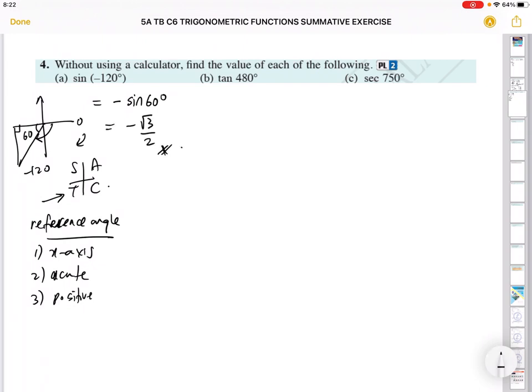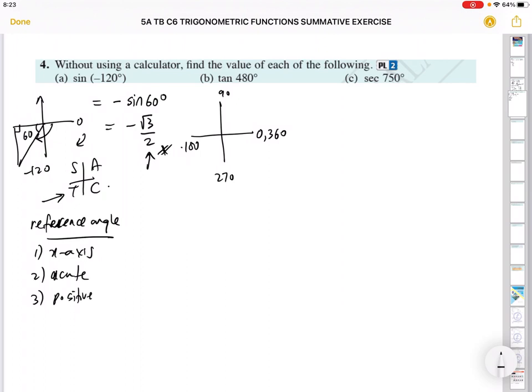Okay. Now, tangent 480. Okay, how do you do 480? Okay, now we're going to go beyond 360. You go 0, 90, 180, 270, 360. Okay, right? Okay, by the way, before I forget, I'm really assuming that you know how to find root 3 over 2 here from calculator.